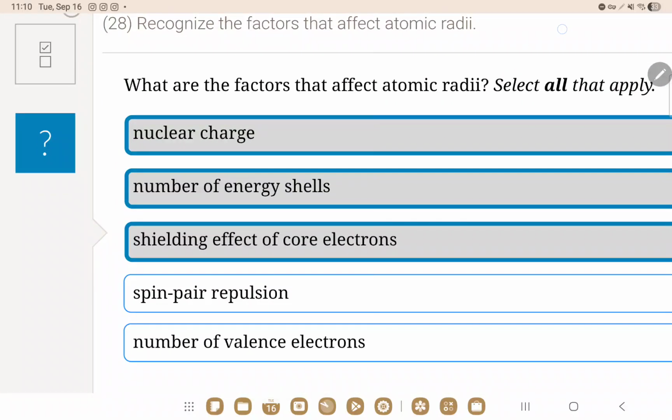What affects atomic radii, which means the distance between the nucleus and the valence shell? Nuclear charge, of course, the number of energy shells, of course, and the shielding effect. Whenever the number of energy shells increases, the shielding effect increases, so they're kind of proportional. Repulsion has nothing to do with it. Valence electrons has absolutely nothing to do with it.